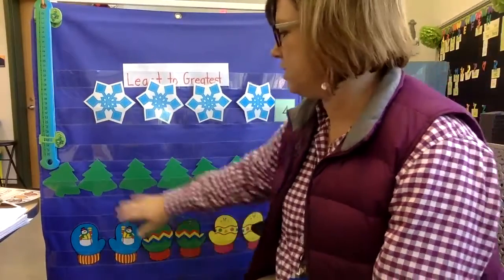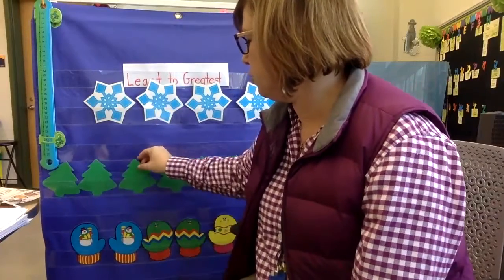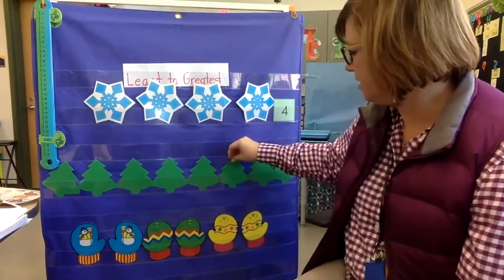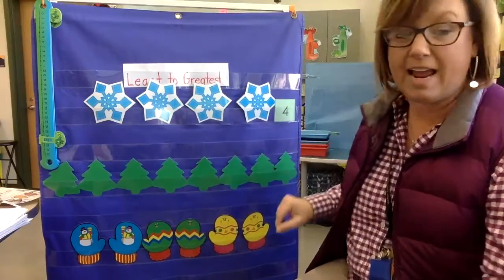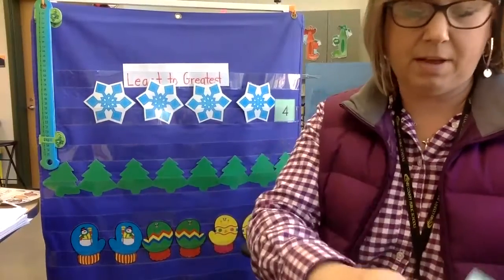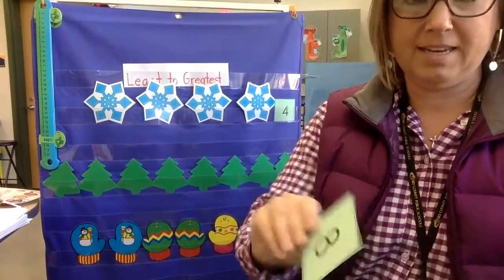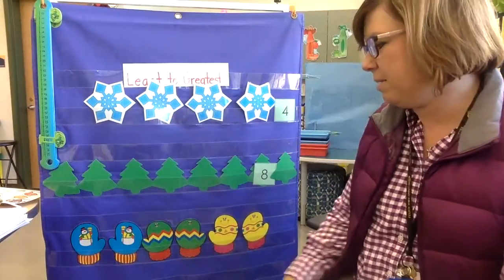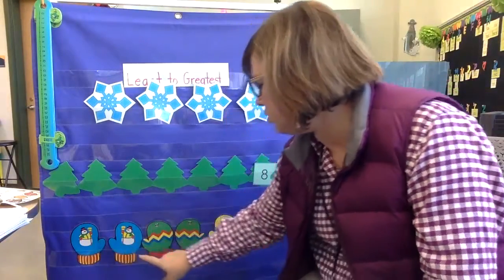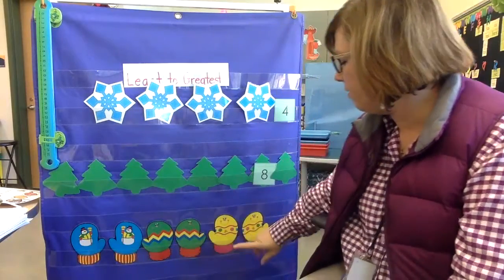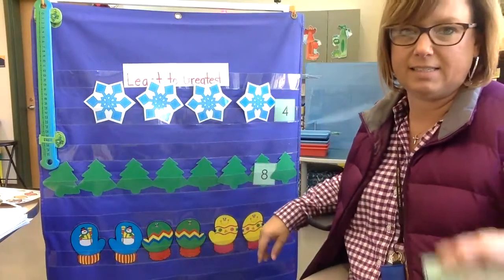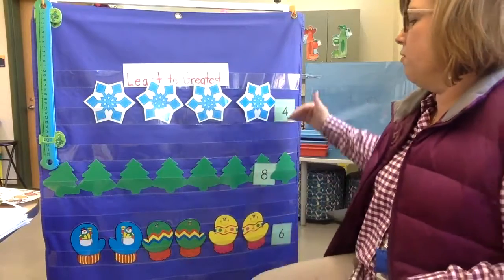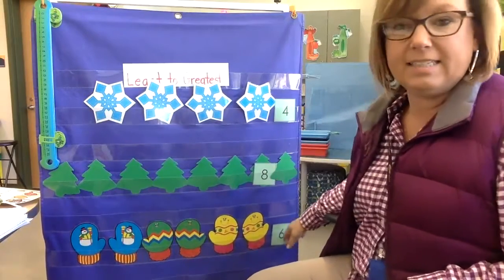Okay, let's count how many trees we have. 1, 2, 3, 4, 5, 6, 7, 8 trees. All right, let me find my 8. Got my 8 here. I'm going to stick it right here. 8. And how many mittens do I have? 1, 2, 3, 4, 5, 6. All right, so we have the numbers 4, 8, and 6.